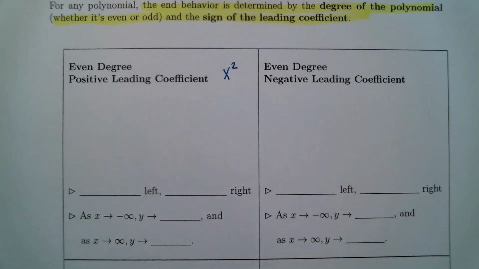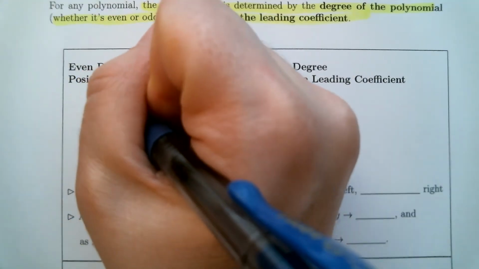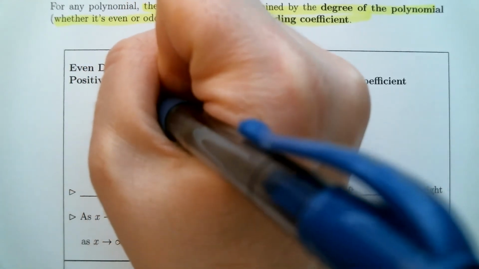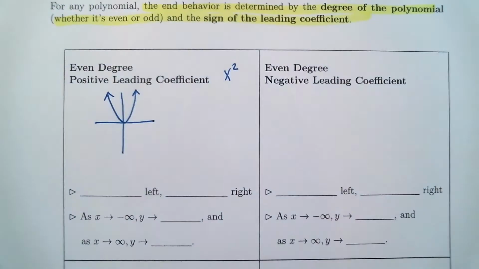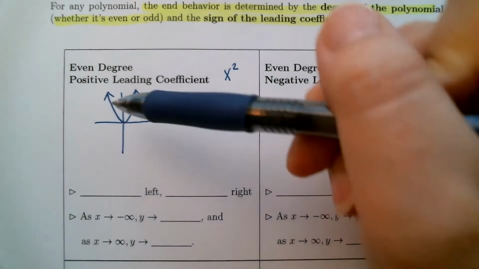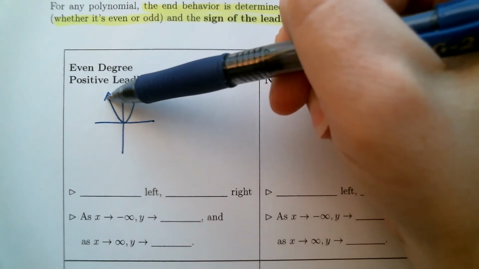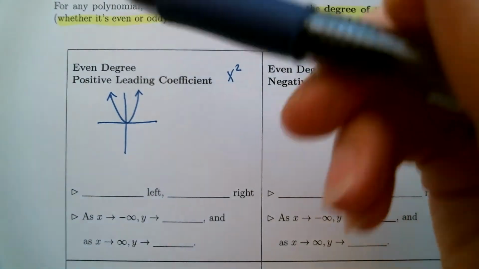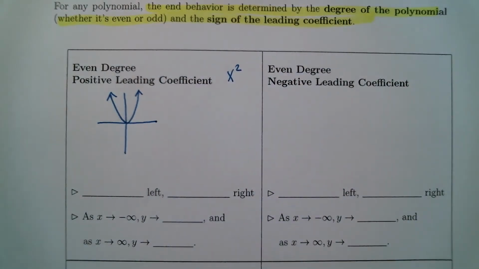So think back to what the graph of x squared looks like. It looks like this, a parabola through the origin. Basically, the end behavior is what's happening at the endpoints. You can see we're going up this way, and on this side, we're going up this way. That is what end behavior is describing, what is happening at the endpoints.